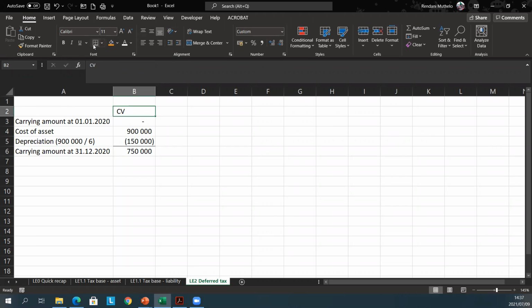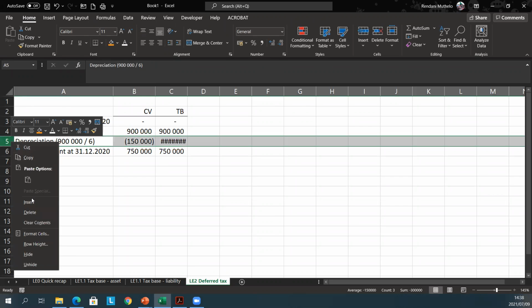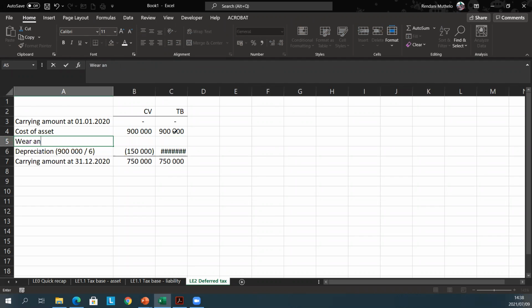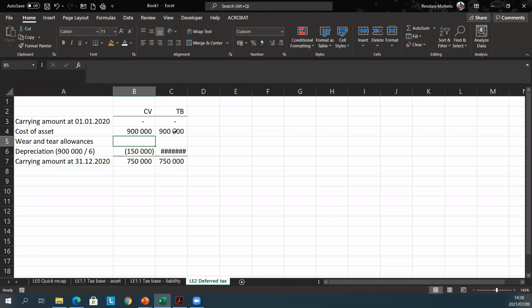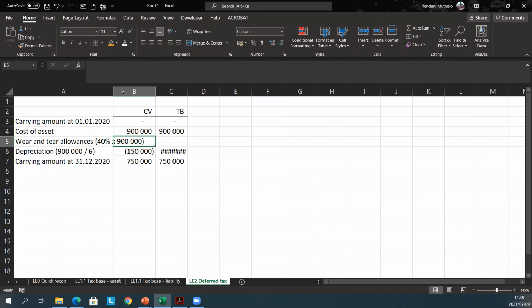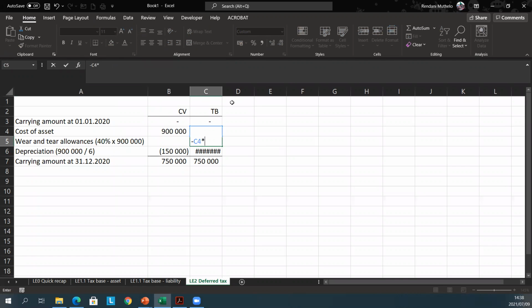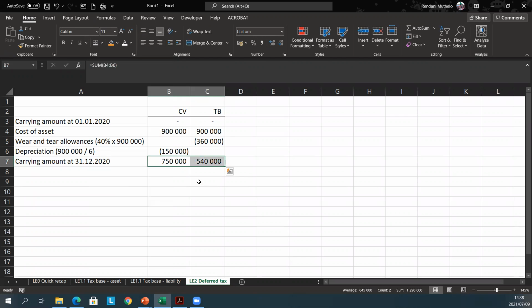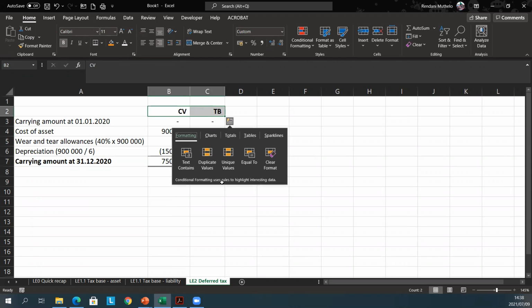All right, now how will the tax base look like? So the tax base, then what do we have? We have the cost being the same, and we now have wear and tear allowances. And then they said it is what? It is 40% of the cost in year 1. So I expect then this to be 40%. So that is where we are sitting.